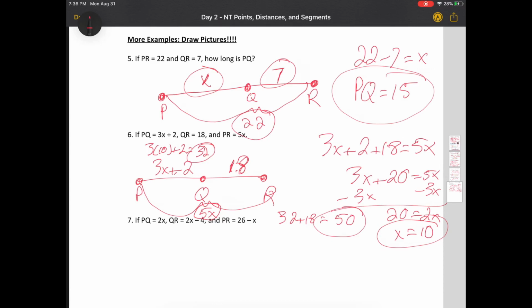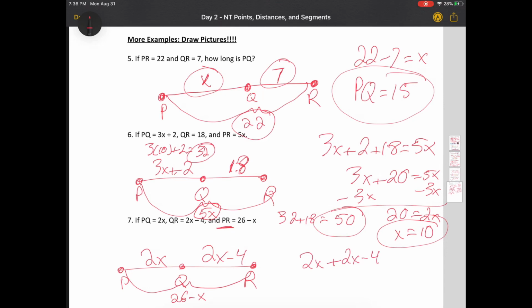Now for our last one here, same diagram. PQR. P to Q has a measurement of 2x. Q to R has a measurement of 2x minus 4. And the entire segment has a measurement from P to R of 26 minus x. So now we once again do the same thing. We add the two segments to get our entire segment. So we have 2x plus 2x minus 4 equals 26 minus x.